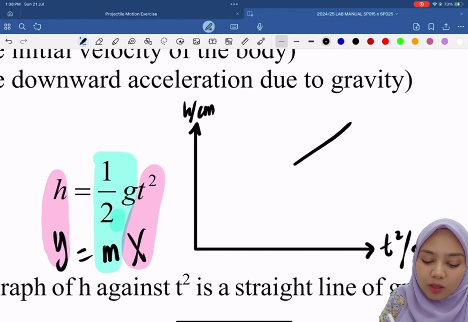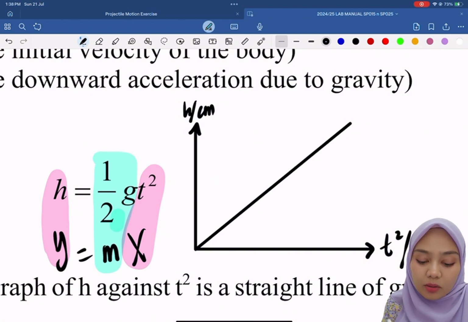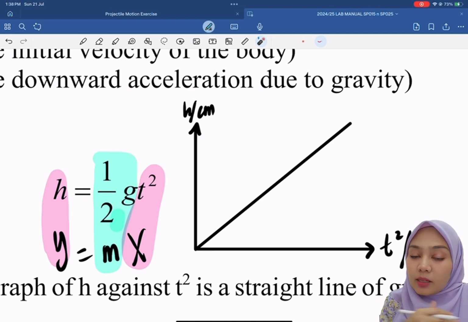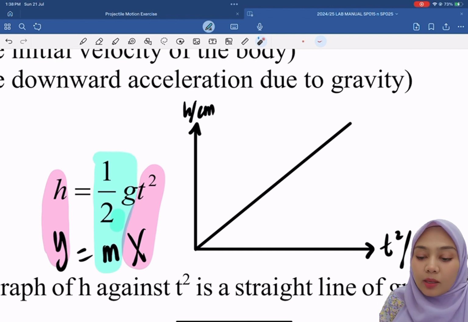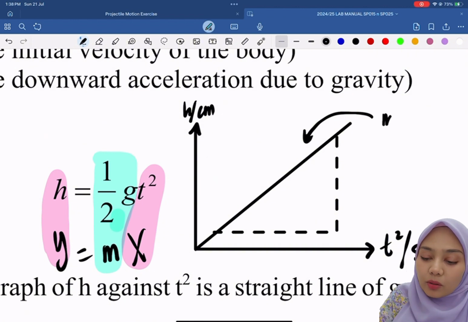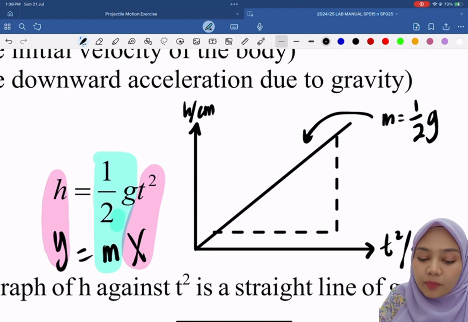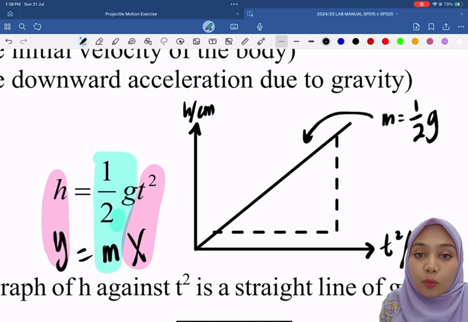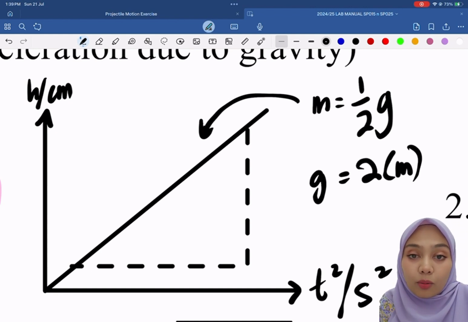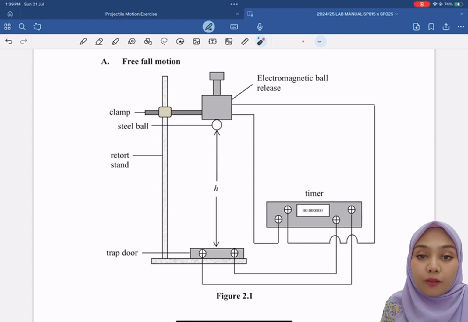Theoretically it will pass through the origin, but even if you don't get it passing through the origin, it's okay. We're going to discuss the reason for the error in the discussion of your lab report. From this we can get our triangle for the gradient. So your gradient, m, equals half g. From here you will get g equals 2 times your gradient value.